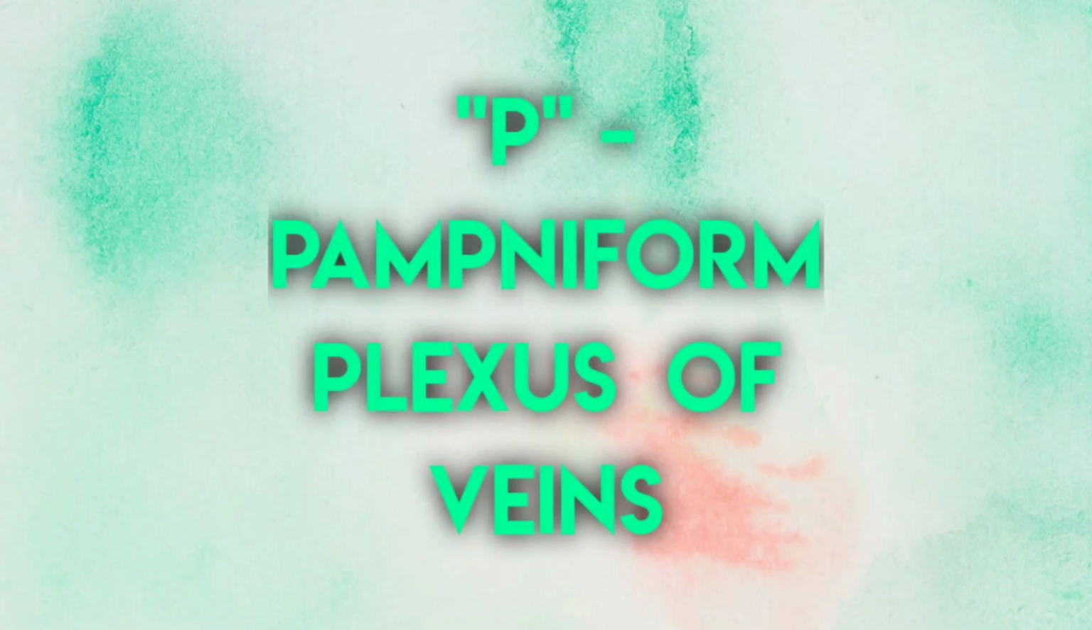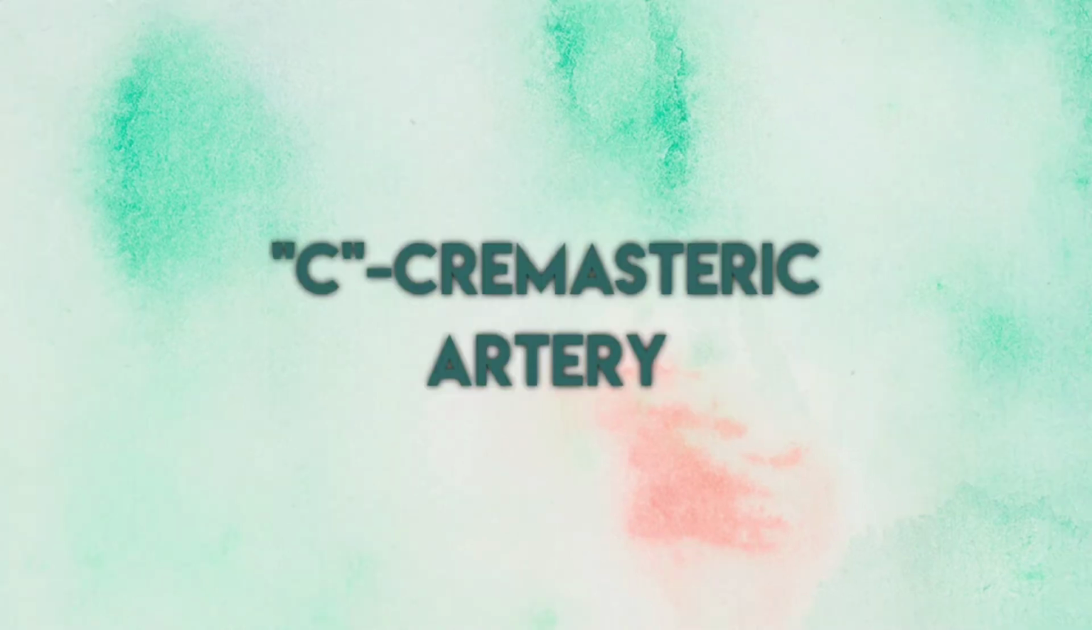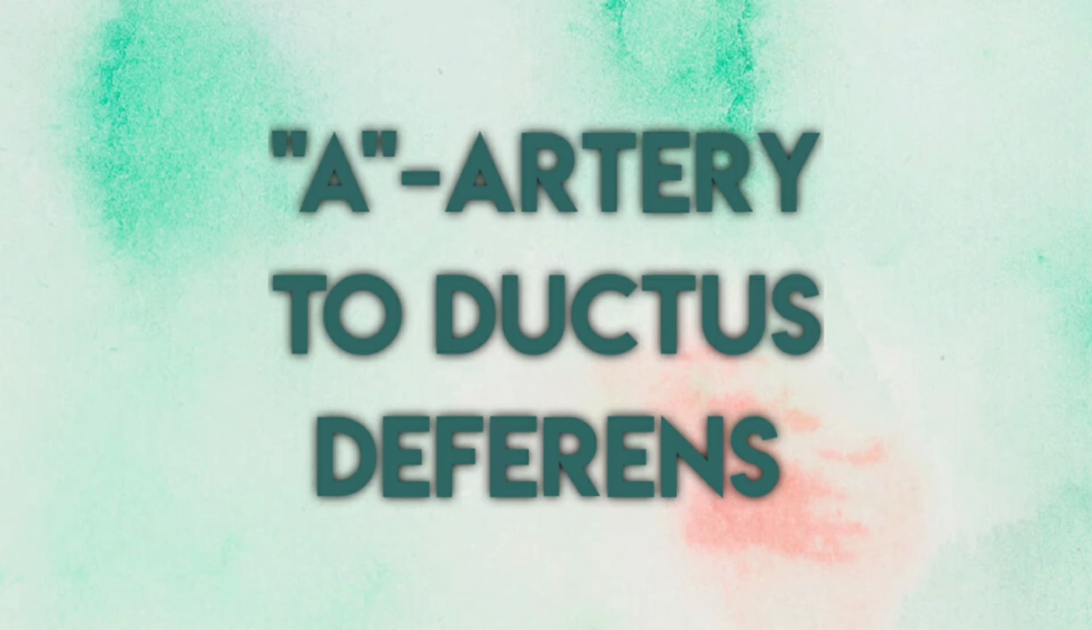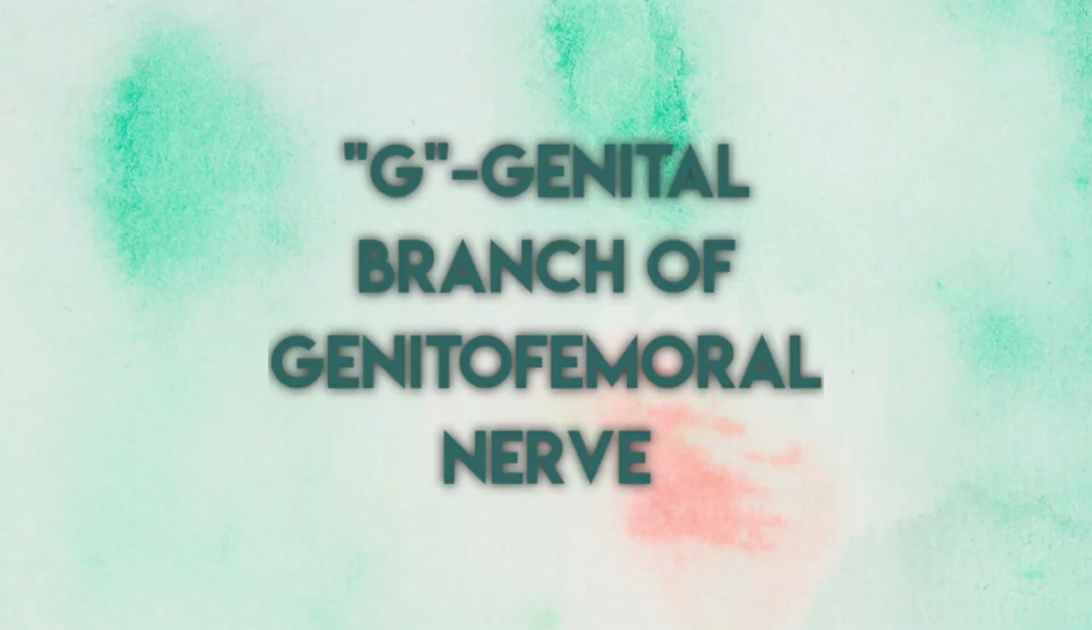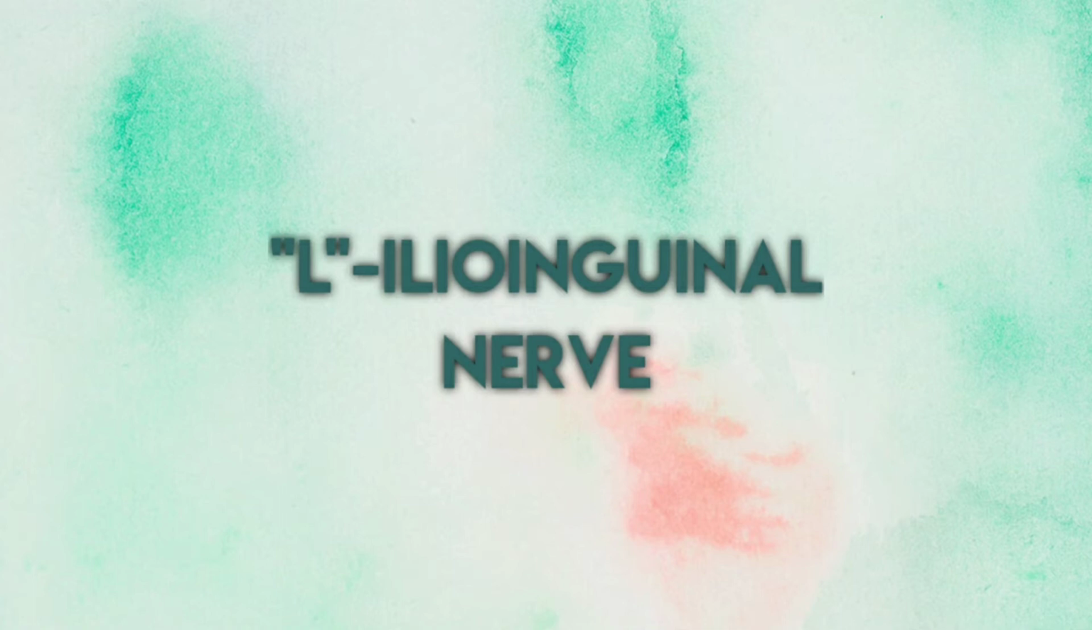P stands for pampiniform plexus of veins. D stands for the ductus deferens. C stands for the cremasteric artery. T stands for the testicular artery, which supplies the testis. A stands for artery to the ductus deferens. G stands for genital branch of the genitofemoral nerve. S stands for the sympathetic nerve fibers. L stands for ilioinguinal nerve.